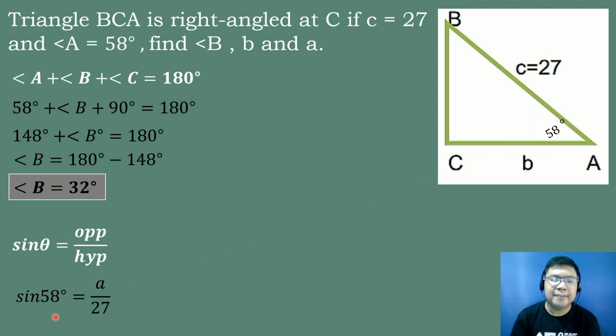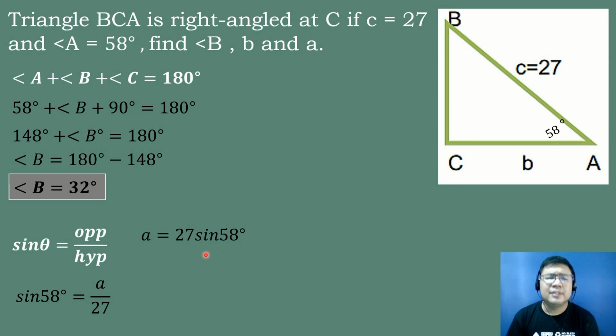So this will be sine 58 degrees equals the value of the opposite side, which is unknown, that is A, all over the hypotenuse, which is already given, and that is equal to 27. The next step we need to do is to cross multiply this. So we have sine 58 degrees times 27 will be 27 sine 58 degrees. Then A times 1 will be equal to A.